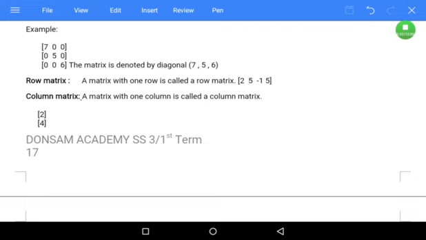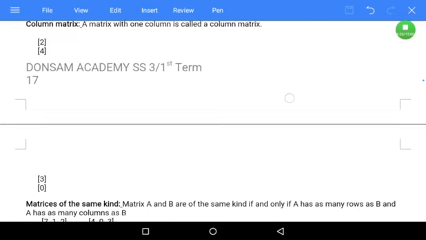We can also have a column matrix. A matrix with one column is called a column matrix. So a column matrix is a matrix with only one column. You can have any number of rows, but the column must be single.